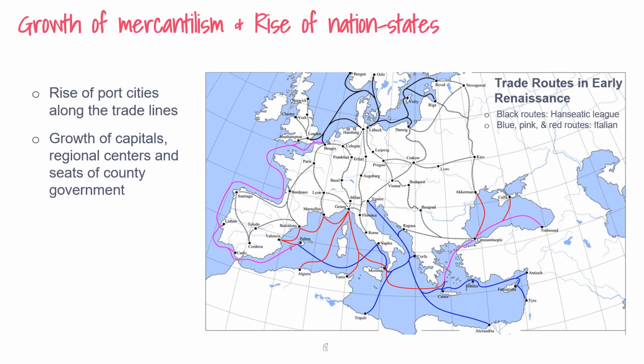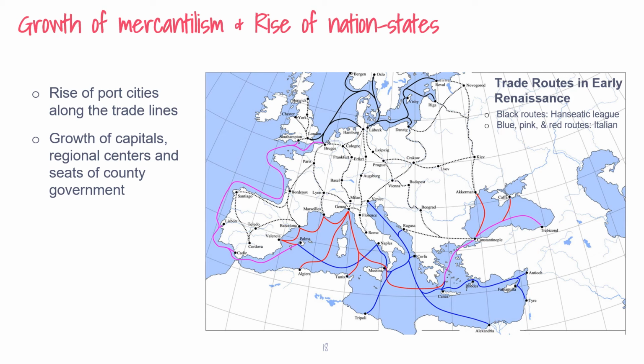The growth of mercantilism gave rise to port cities along the trade lines. At the same time, the decline of feudalism and the rise of nation-states stimulated the growth of capital cities like Paris and Madrid. The central location of these capital cities aided the process of political consolidation of nation-states. In turn, these cities were given enhanced status and further momentum for growth.